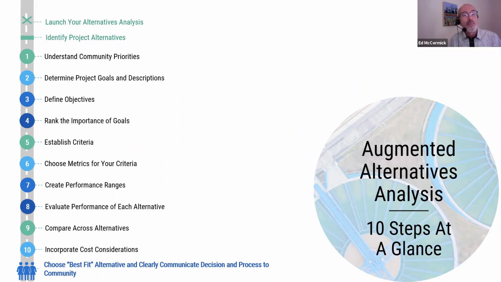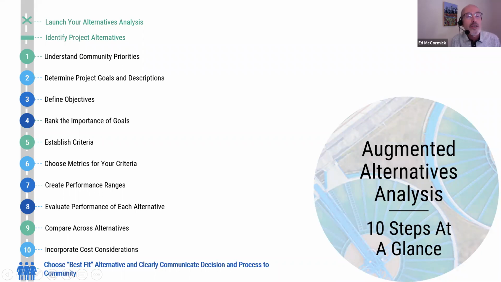that start to become more measurable, establishing criteria all the way down to metrics so that you can evaluate the performance of each alternative. And at the end of the day, once you've incorporated cost considerations in comparing your alternatives, choosing your best fit alternative, and then clearly communicating that decision process back to the community.